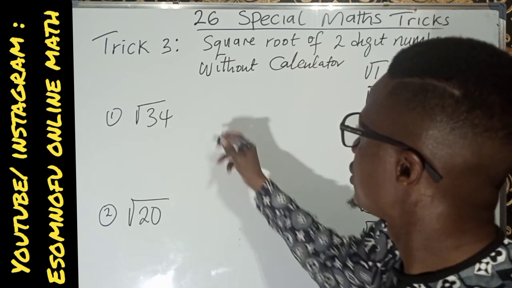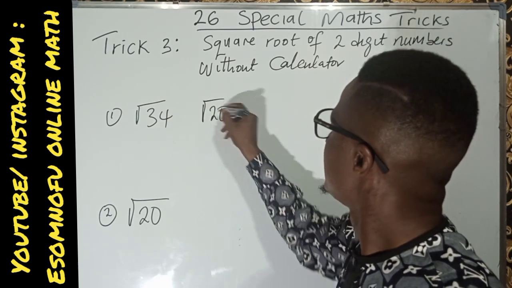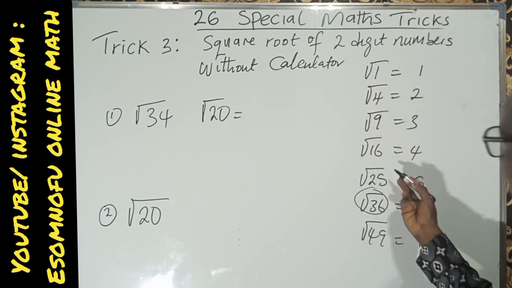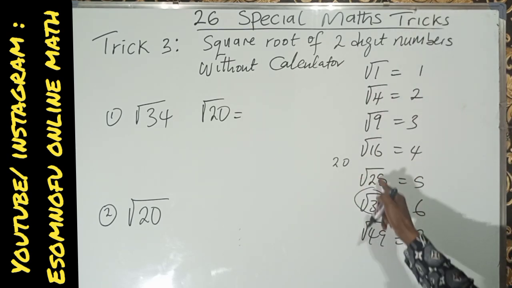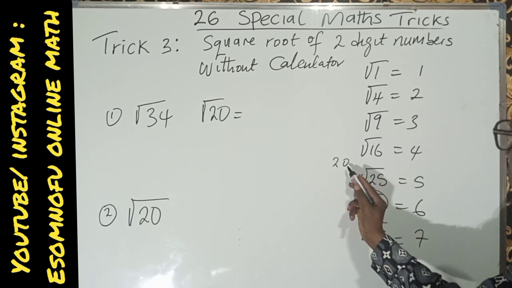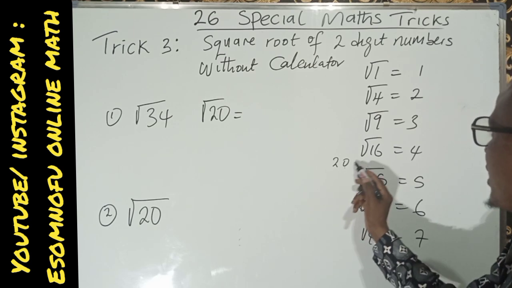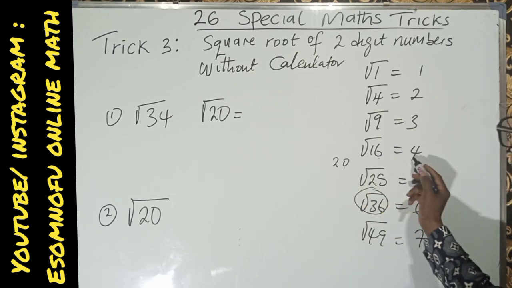For the second one, which is square root of 20, before we can get it, check the value that is closest to 20. It is in between here. That is where you see 20 here, in between 16 and 25. But 20 is closer to 16 than to 25. Therefore, we are using 16. And the square root of 16 is 4.